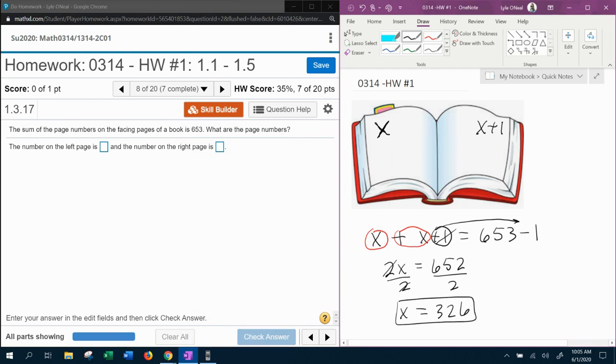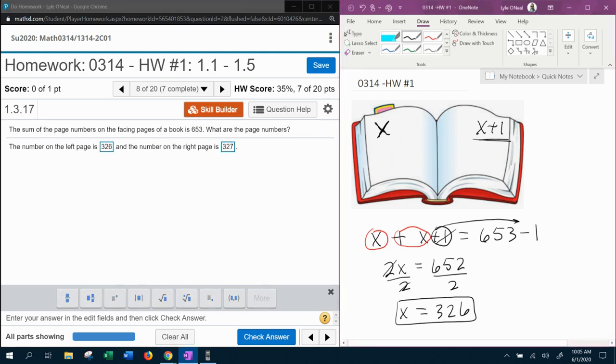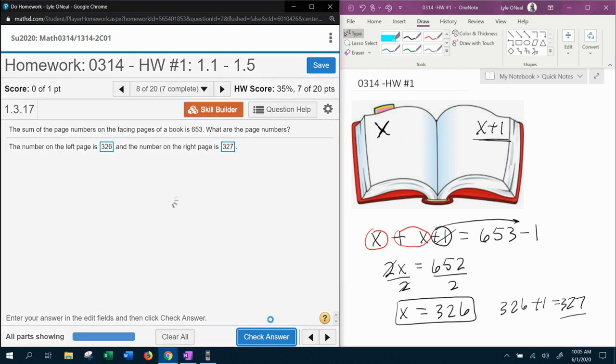So the first page is 326. Is that what they asked for? The page on the left. Okay, so the left page is going to be the first page, which is 326. And remember, the other page is going to have to be 327 because the pages are consecutive, right? Remember, the second page was X plus 1. So 326 plus 1, 327. And let's check and see if we're right.